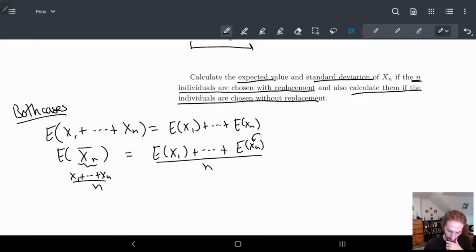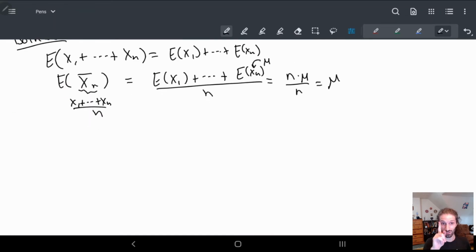Each one of these has average value mu. So we have n times mu divided by n. So the average value is mu, which makes sense. If I take everyone's height, the average should be equal to the average. Makes sense. Standard deviation, this is where it's a lot more complicated.